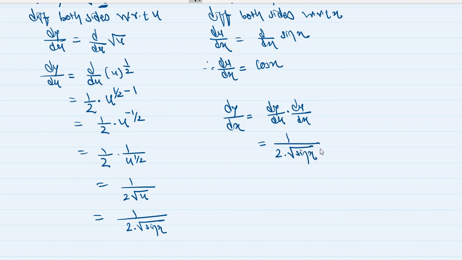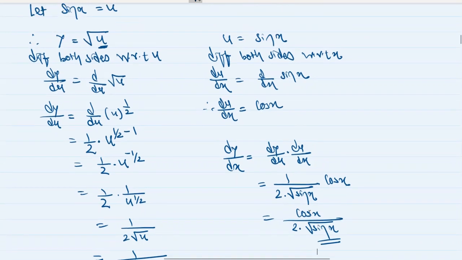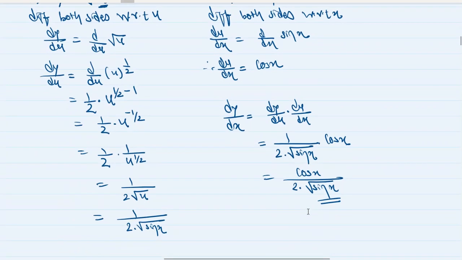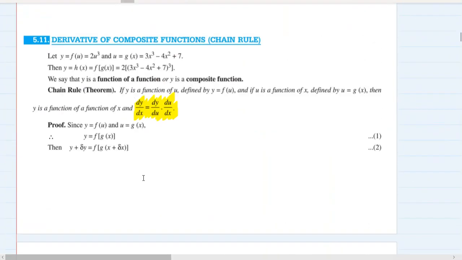And what is du by dx? Du by dx is cos x. So the answer will be cos x upon 2 multiplied by under root of sine x. So whenever you get a composite function of a function, you have to solve in this manner. Do you understand? Great. Okay.